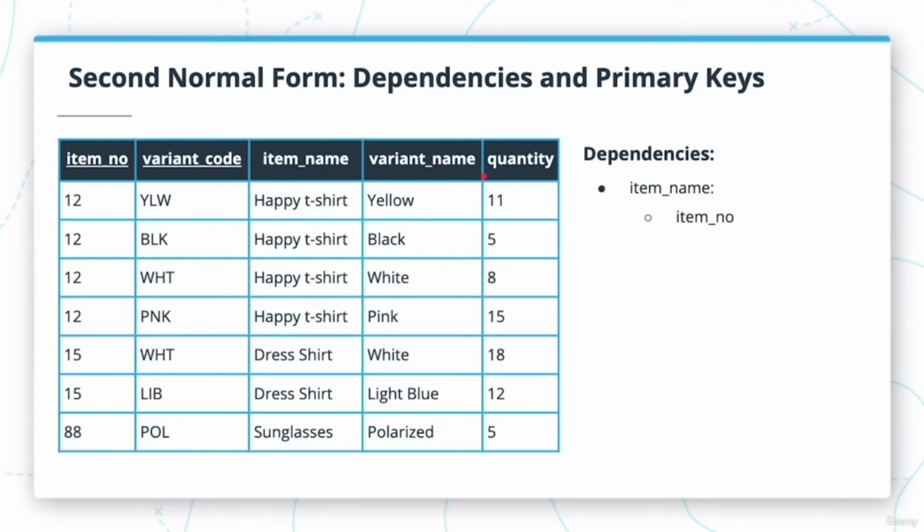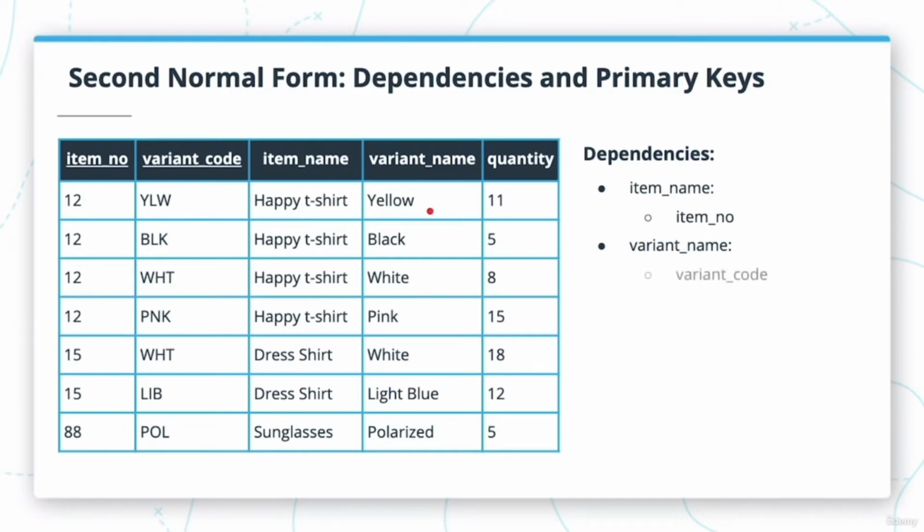Let's move on to the second column, which is the variant name. Does the variant name depend on the item number, the first part of that primary key? Well, I'm going to tell you that no, it doesn't. The variant name has actually nothing to do with an item number, the same way that the item name has nothing to do with a variant code. If I give you an item number such as item 12, you cannot tell me anything about a specific variant name. Item 12 has 4 different variant names. And just knowing the item number cannot tell you what a variant name is.